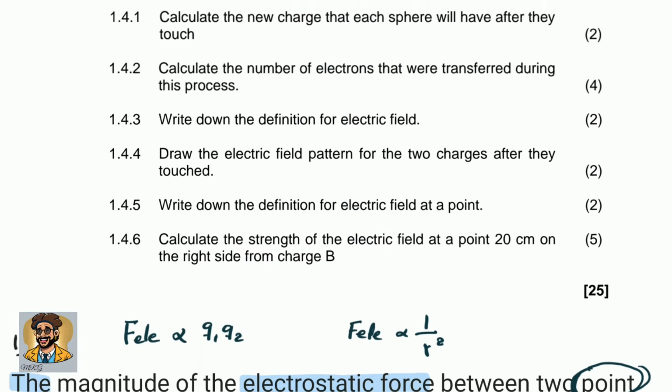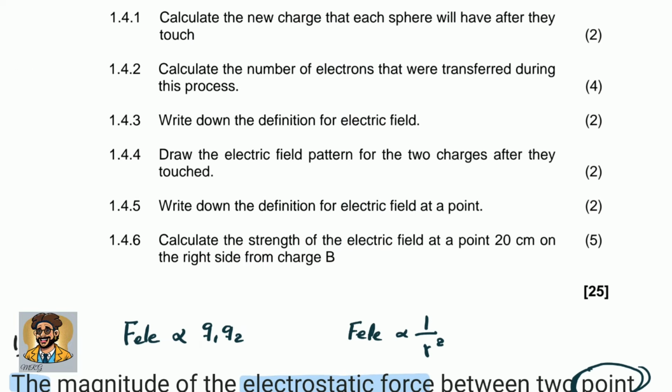We near the end. They say write down the definition of electric field, and I want to point something out. There is a difference between electric field and electric field at a point. You can see question 1.4.3 is electric field, but in question 1.4.5 we're speaking about electric field at a point. They are different definitions.